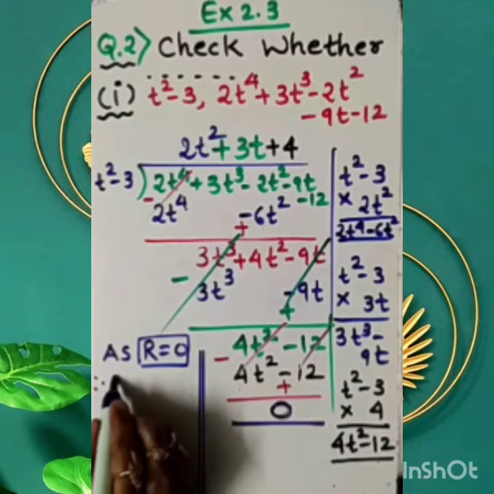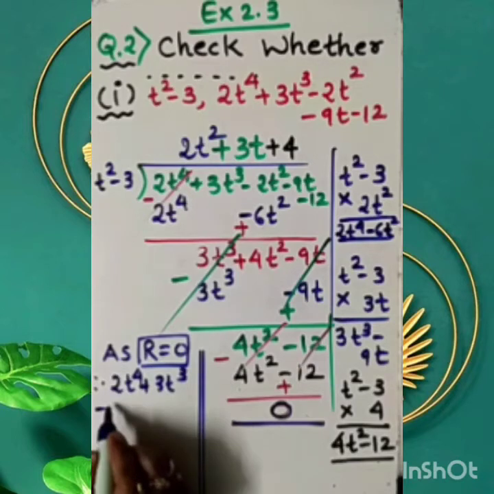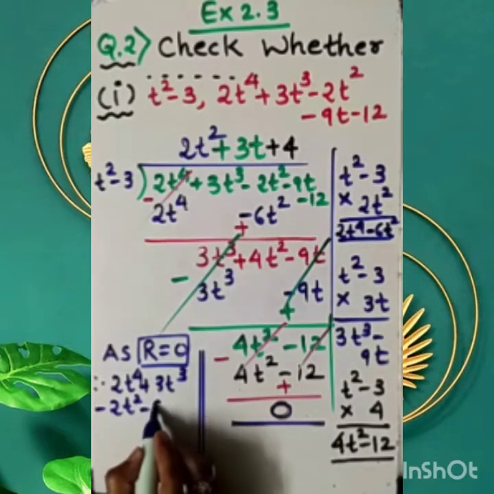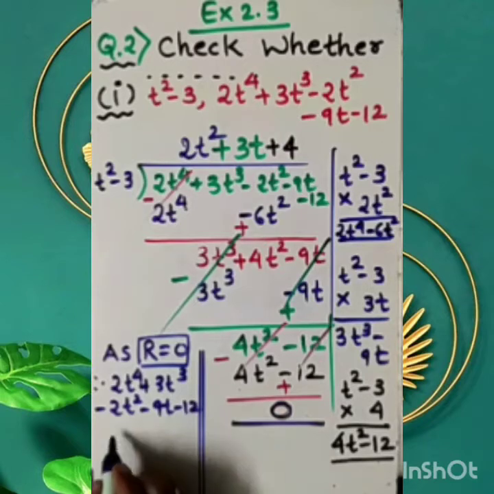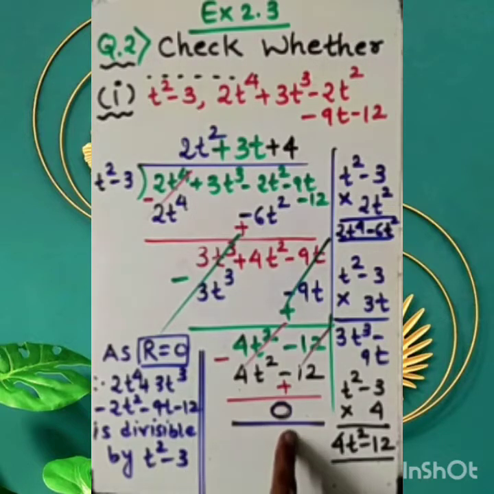Therefore, 2t to the power 4 plus 3t cube minus 2t square minus 90 minus 12 is divisible by t square minus 3. Quite easy because remainder is 0. Same procedure of dividing the second polynomial by the first polynomial, so we will have the result remainder 0. So it is divisible by.